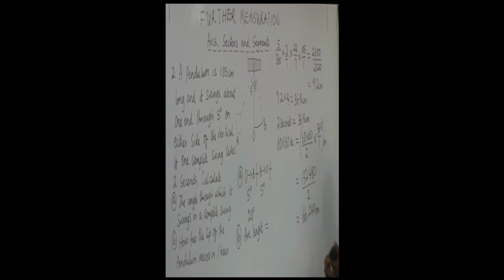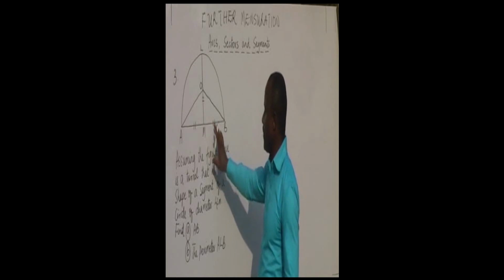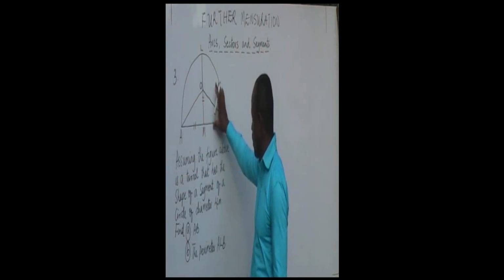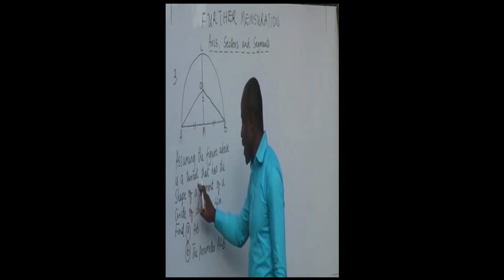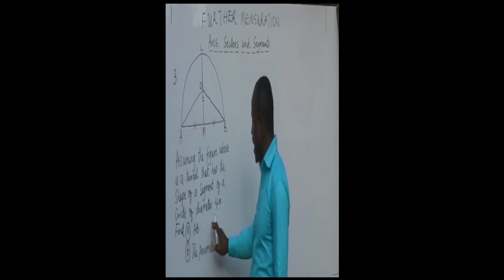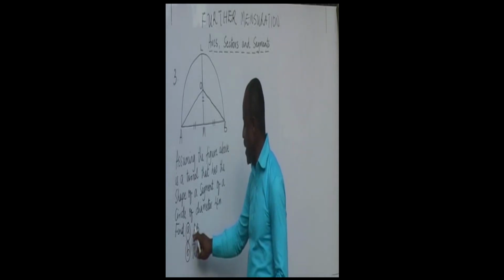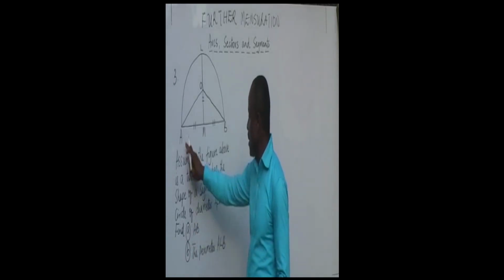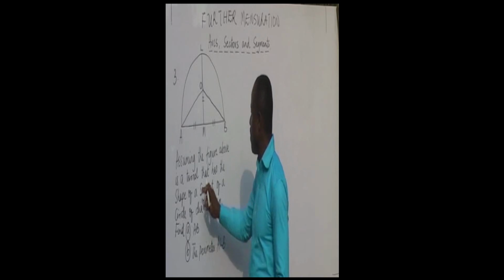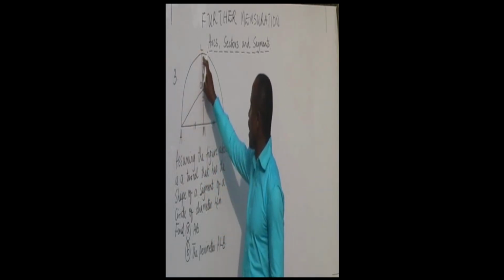66,240 centimeters. This is question number 3. The question says, assuming the figure above is a tunnel that has the shape of a segment of a circle of diameter 4 meters. We are asked to find AB, the distance AB, and the perimeter of ALB.